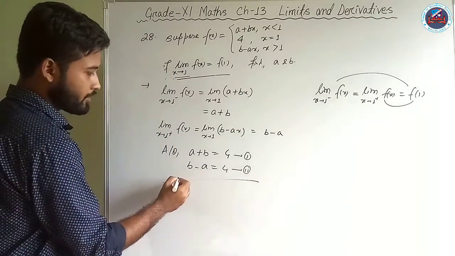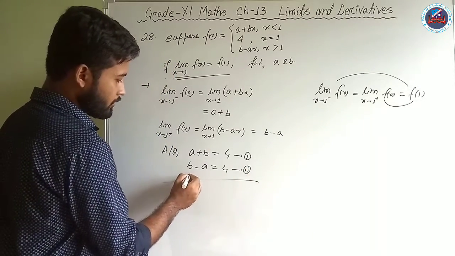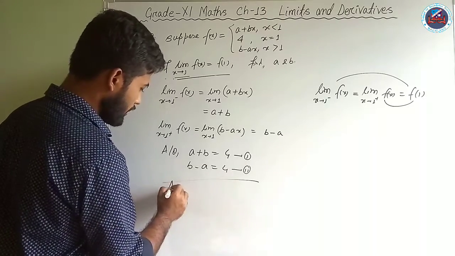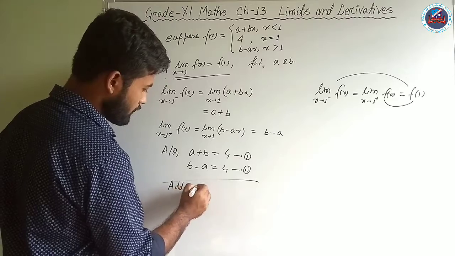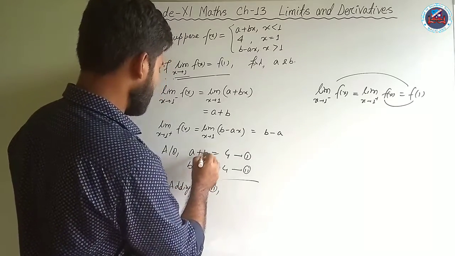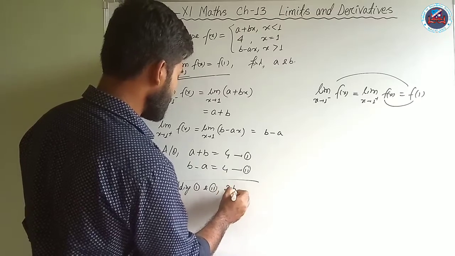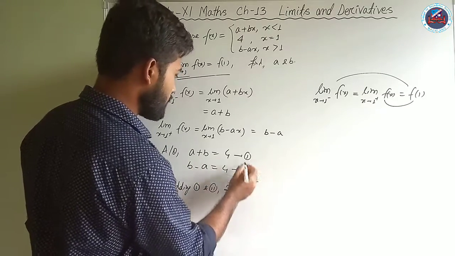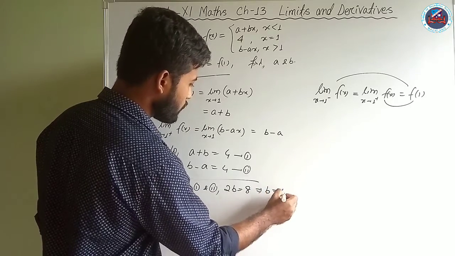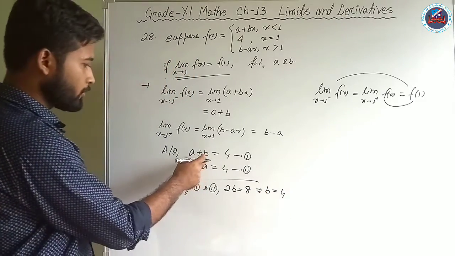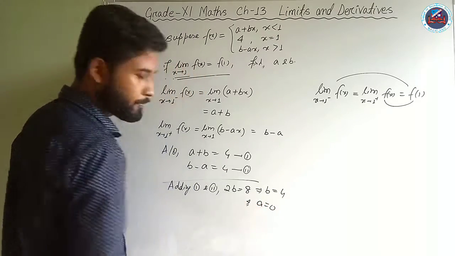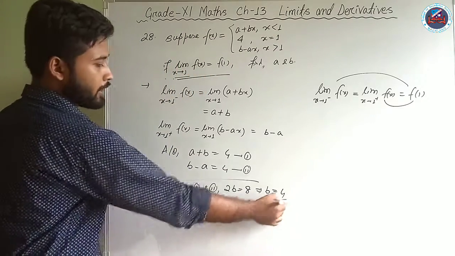Now if you subtract or add, just adding both of these equations, adding 1 and 2, what we get, b plus b will be twice b, and a minus a will get cancelled, 4 plus 4 will be 8, so this will give us b is equal to 4, and if b is equal to 4, so a will be equal to what? 0. Thus we have got the values of a and b.